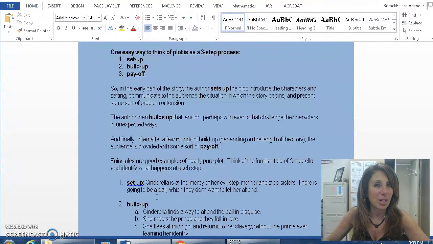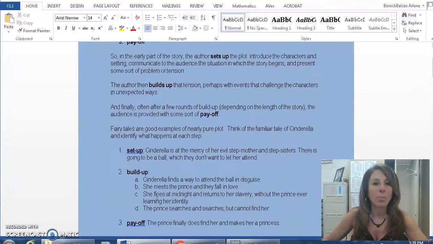After you have the setup done, then you've got the build-up. That's like the meat and potatoes of the story, the whole middle section. The author builds the tension, perhaps with events that challenge the characters in unexpected ways. But the tension is built and the conflicts increase. That's the build-up. Finally, at the end of the story, you have the payoff.